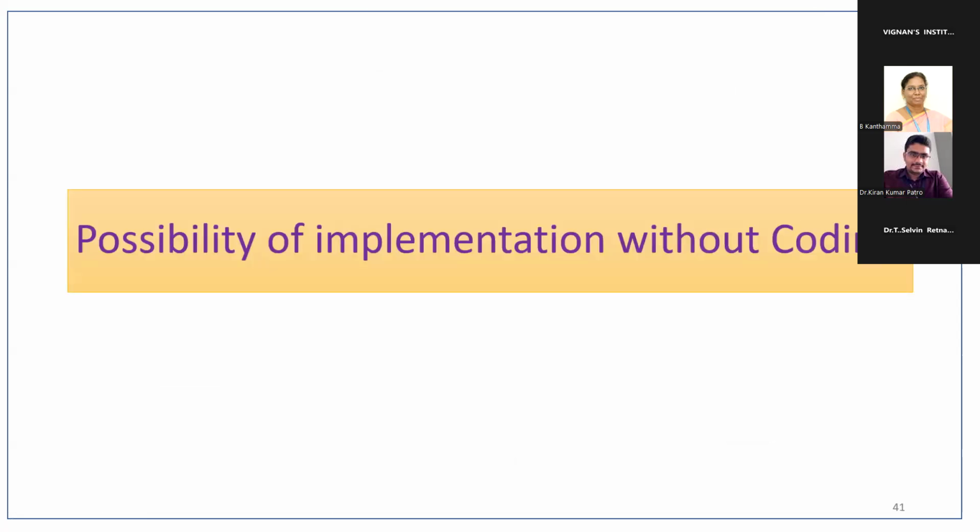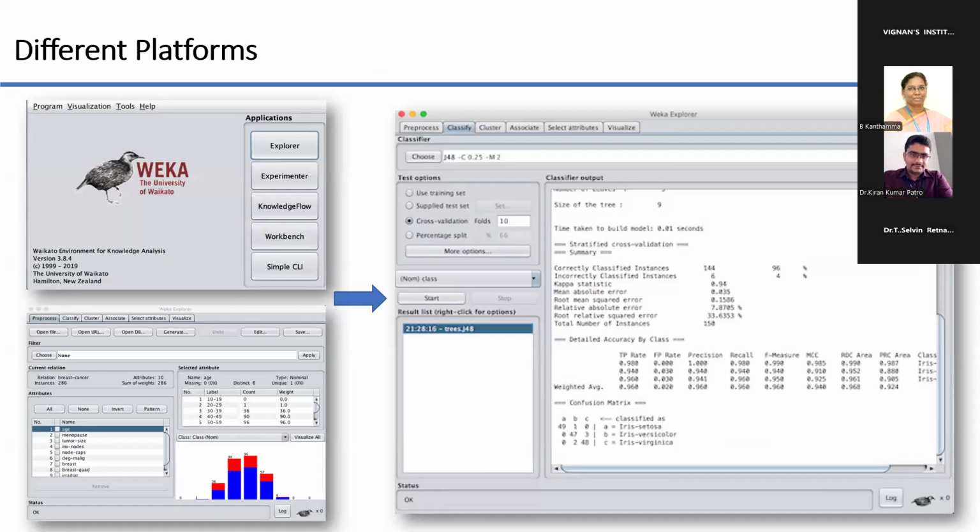So now you can implement deep learning architectures without coding also. Those who are beginners, those who are not interested in coding, can use these types of software. You can implement deep learning and machine learning techniques without coding also. I will show. The first is Weka software. I think many of you are familiar with this Weka software.